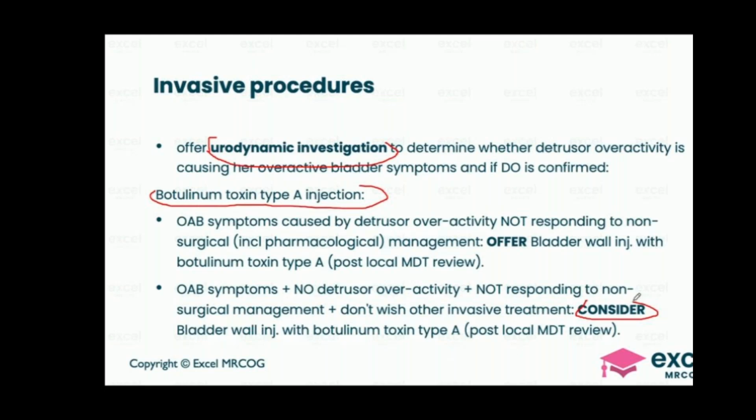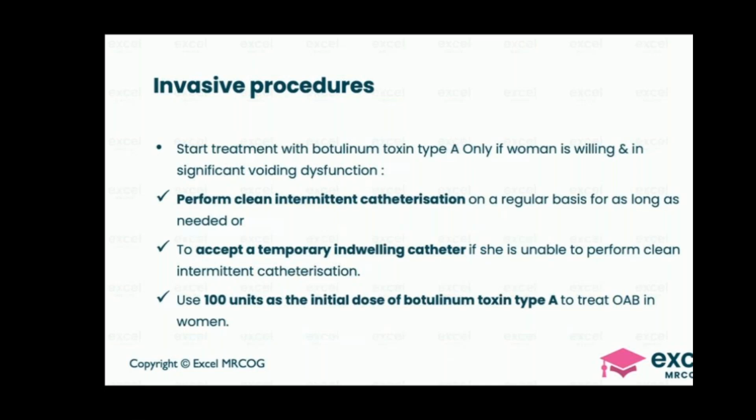While if you have proven that it is detrusor overactivity and she has not responded to anticholinergics, there you can offer botulinum toxin injections into the bladder. Got it? All right. Now, next.